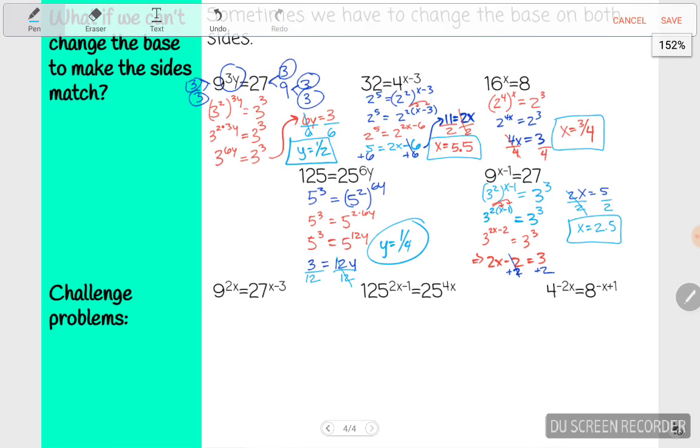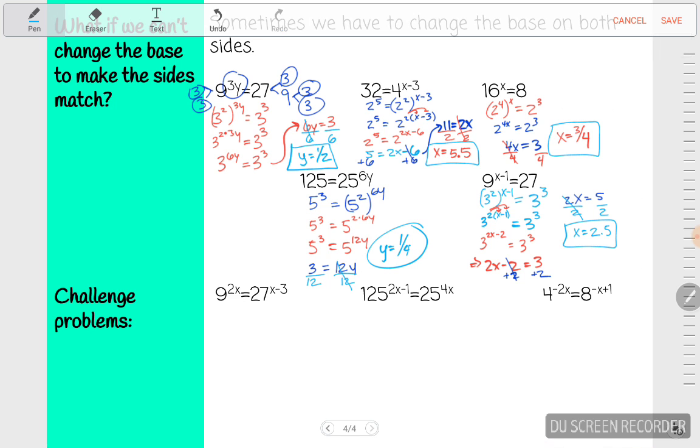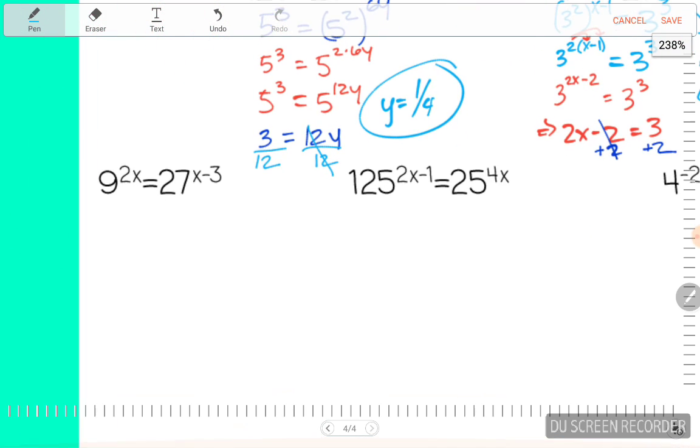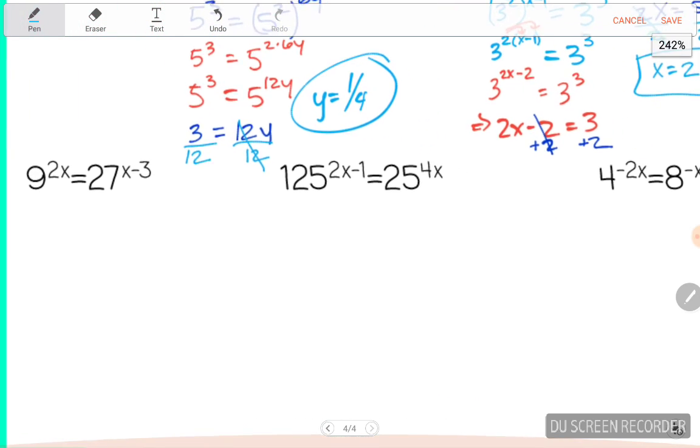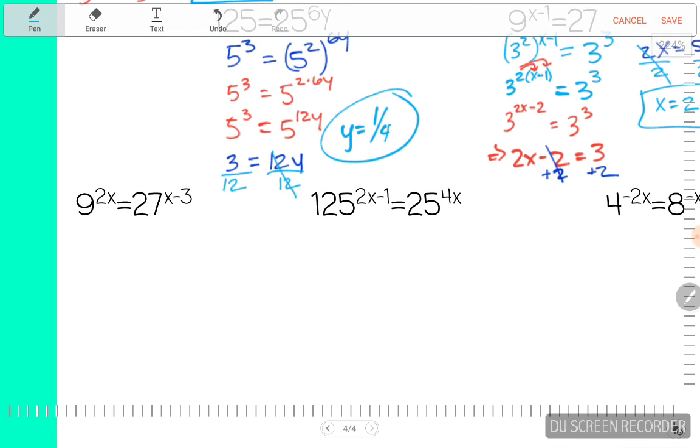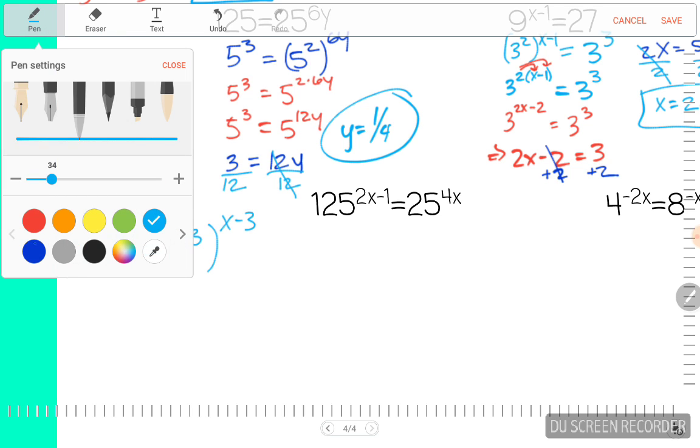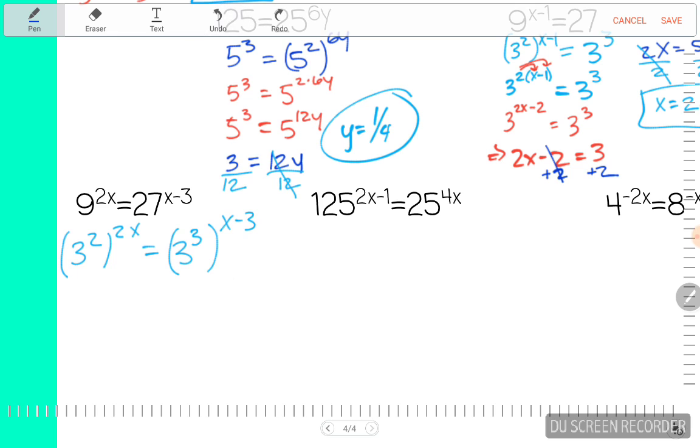Alright, and the last ones are kind of like challenge problems, okay? Basically, they're just going to leave us with a little bit tougher equations, but it's not too bad. Okay, again, 9 and 27, I need to get those into 3 as the common base. 27 is 3 cubed. Okay, power to a power means we multiply, so I have got 3 to the 2 times 2x equals 3 to the 3 times x minus 3.